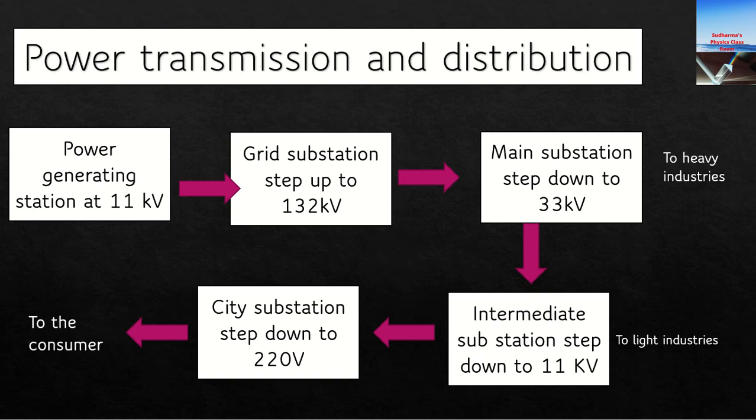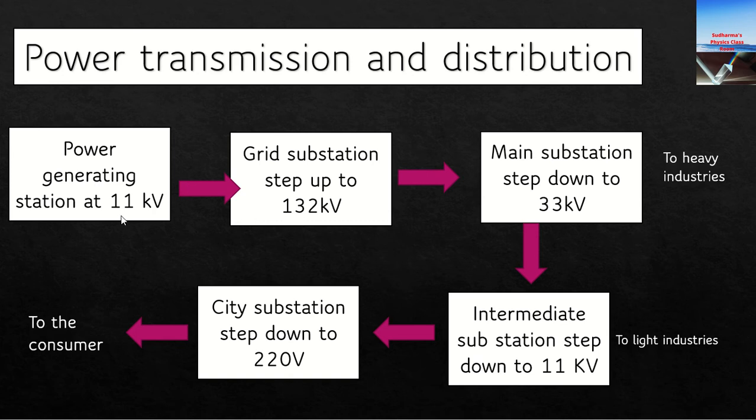From the generating station, we have a lot of power generating stations like hydroelectric power stations, thermal power stations, nuclear power stations, etc. From there, when the power is generated till it is reaching the consumer, what are the processes taking place? In the power generating station, the electric current is produced at 11 kilovolt. For the transmission purpose, this 11 kilovolt will be stepped up into 132 kilovolt.